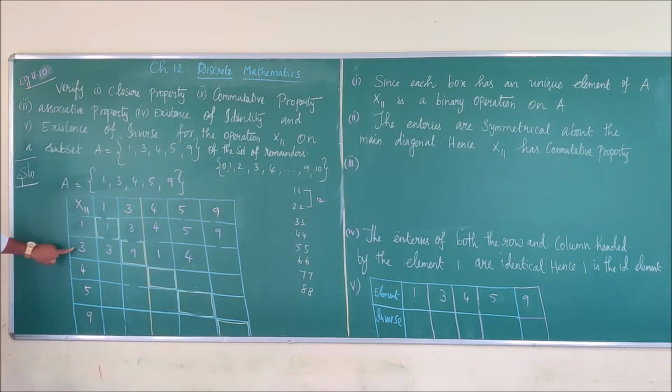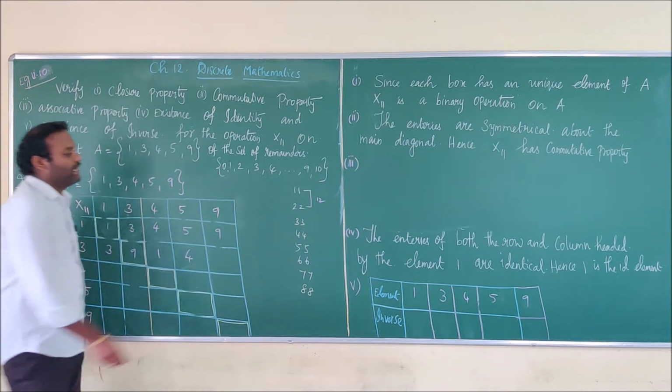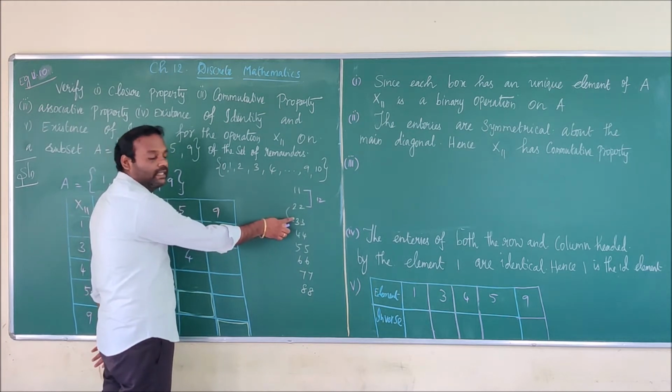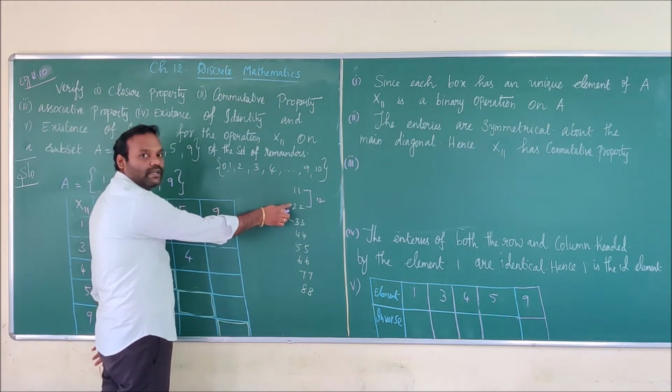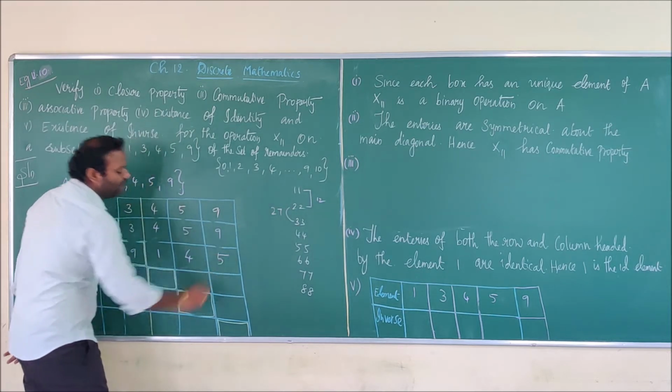Okay. Next, 3 into 9. What is that? 3 9s are 27. 27 comes in between 22 and 33. The smallest number is 22. So what is the difference between 22 and 27? It is nothing but 5.